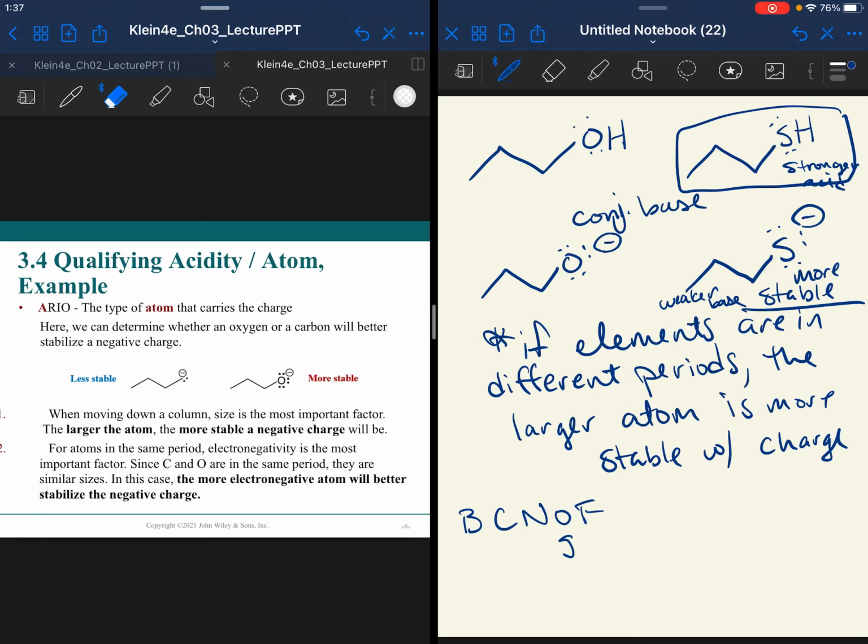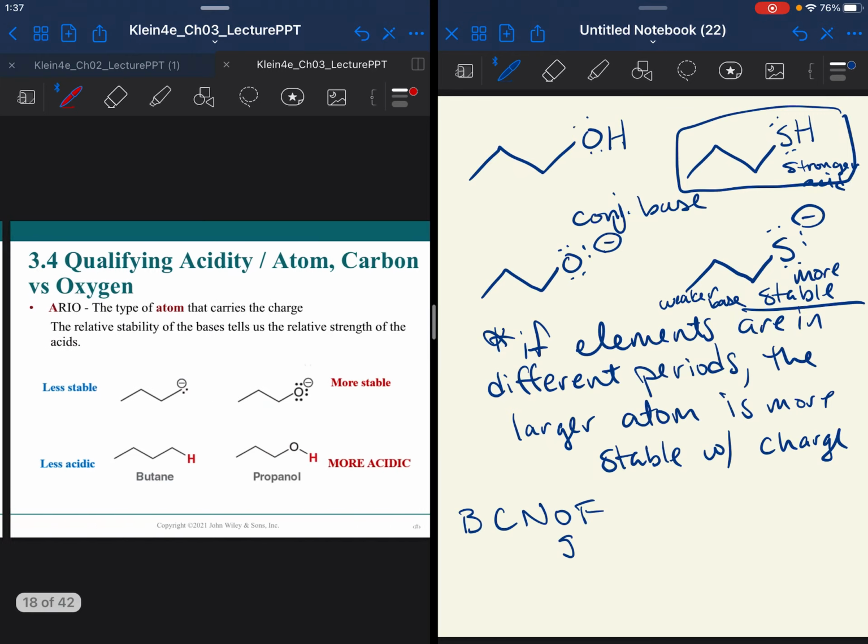If the negative charge is on a different element, then you can use atom, right? If the atom is in the same row, use electronegativity. If the atoms are in different rows, if they are in a column together, for instance, then you use size. So it's important to recognize that A is split up into two rules, but that is what you look at first. Check the atom first that carries the charge.